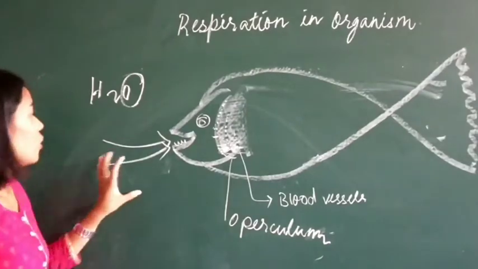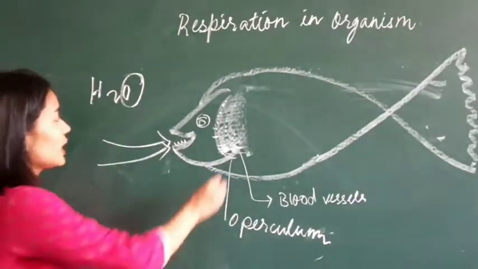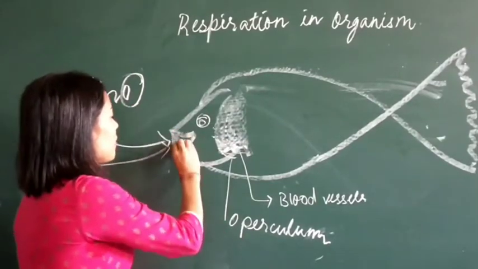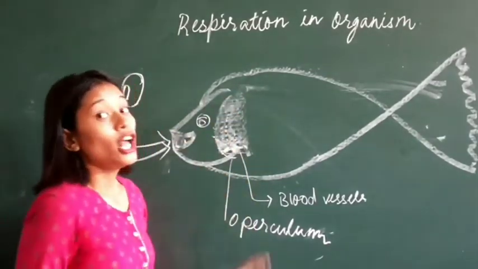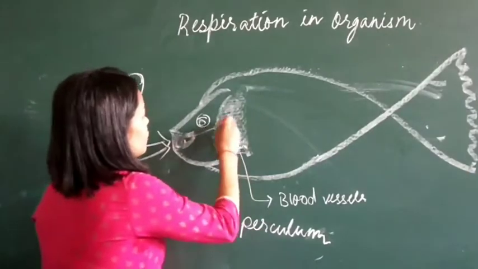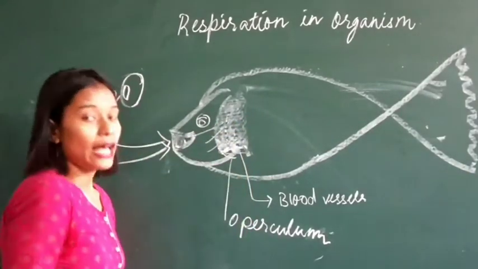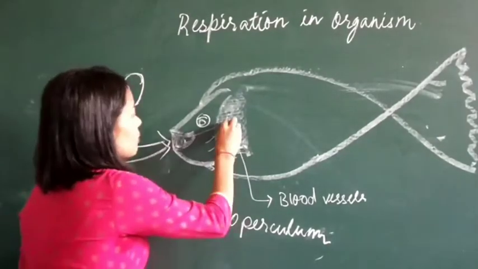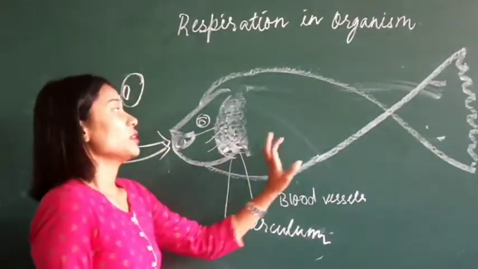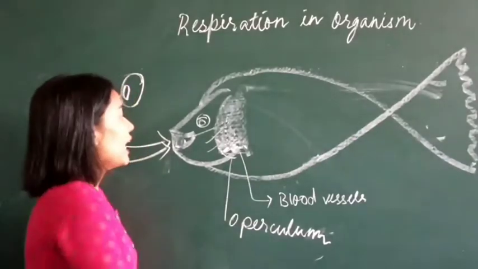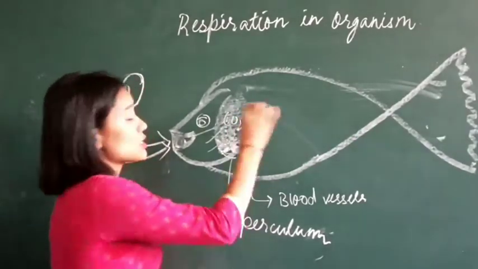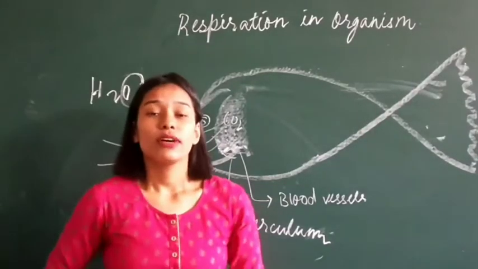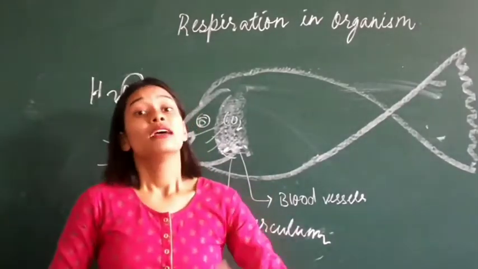So when the fish takes up the water, the operculum closes, and as soon as they close their mouth, the operculum will open and allow the fresh water to pass through the gills. In the fresh water, oxygen is there. So from the blood capillaries, oxygen will reach different parts of the body, and the carbon dioxide which they release will diffuse in the water. So in this way, respiration takes place in fishes.